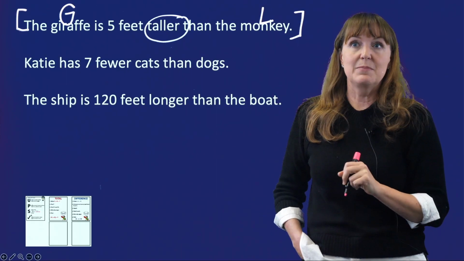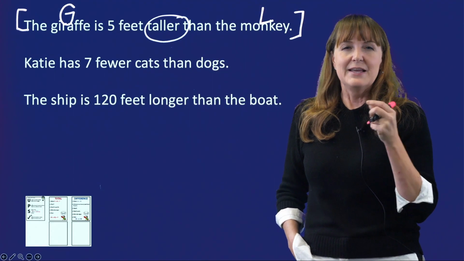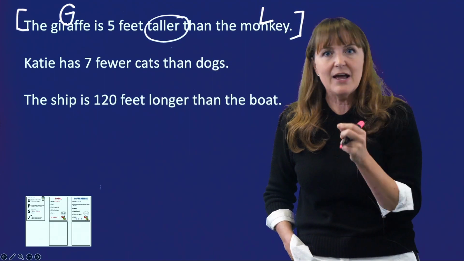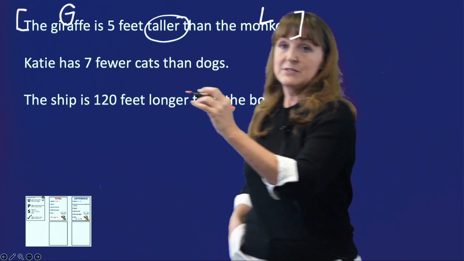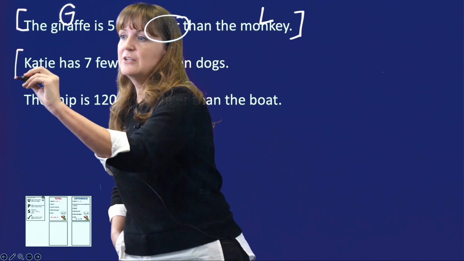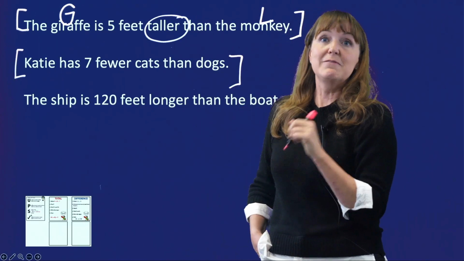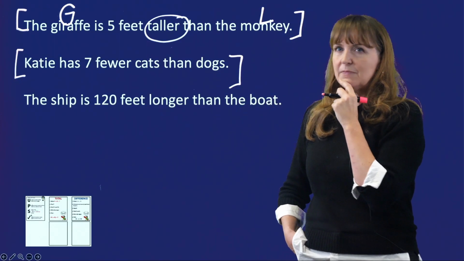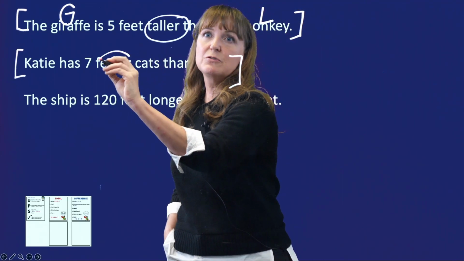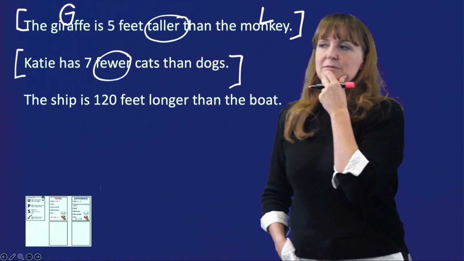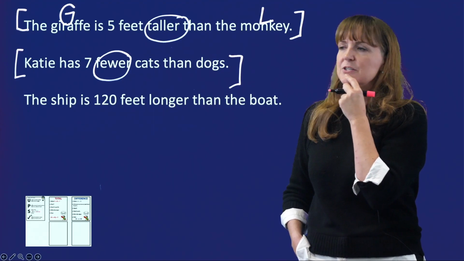Let's look at this next compare sentence. Katie has 7 fewer cats than dogs. In that sentence right there, we're learning everything we need to know about the comparison of cats to dogs. So it's a compare sentence. I'm going to go ahead and bracket it just like I did last time, so I can really focus on that comparison. Now, if Katie has 7 fewer cats than dogs, I might want to circle fewer because fewer tells me a lot about the cats and the dogs.